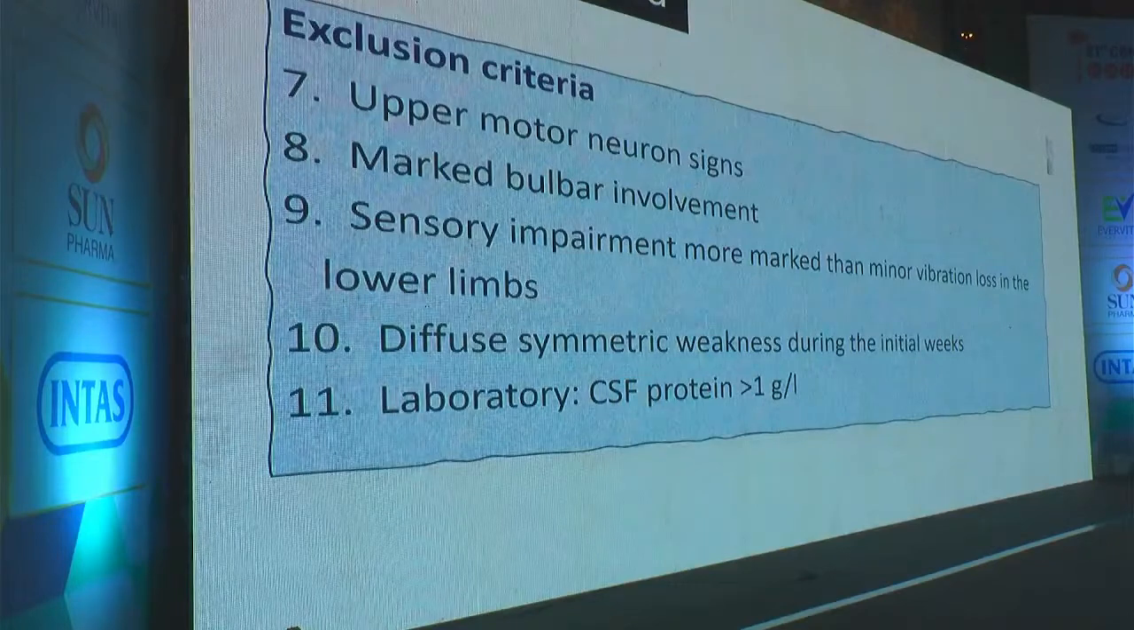And exclusion criteria that differentiate it from ALS or MND is absence of upper motor neuron signs, absence of marked bulbar involvement, absence of sensory impairment that differentiate it from MADSAM variant of CIDP or other variants of CIDP, absence of symmetrical diffuse atrophy that is typical of CIDP, and absence of grossly elevated CSF proteins. They are typically associated with normal CSF studies or minimal protein elevations in the CSF.